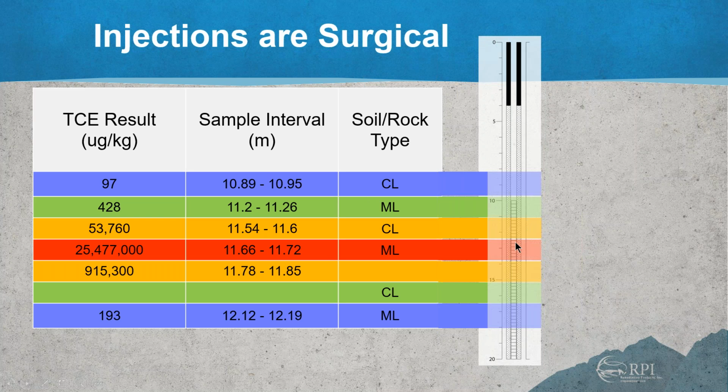Originally, the plan was to go after this with oxidants, permanganate. Pretty good idea. But if the data wasn't this high resolution, if you didn't know about this zone of really hot TCE and the amount of mass that was there, you'd be injecting permanganate forever, trying to clean up this site.